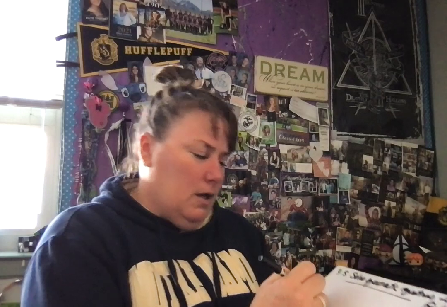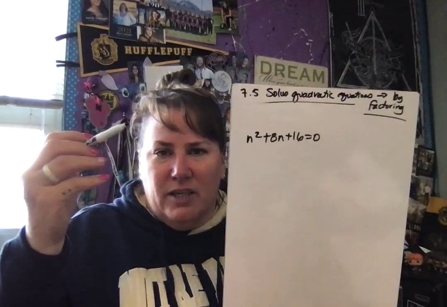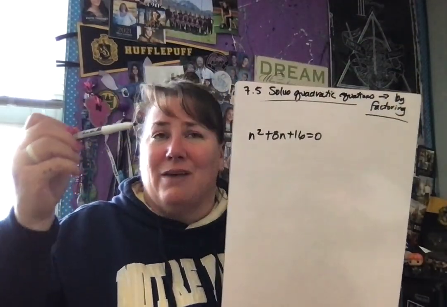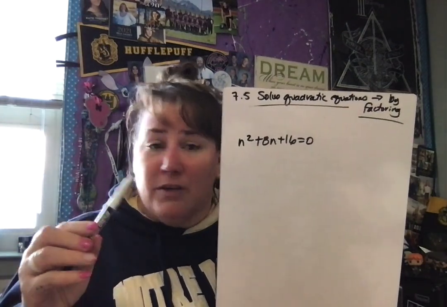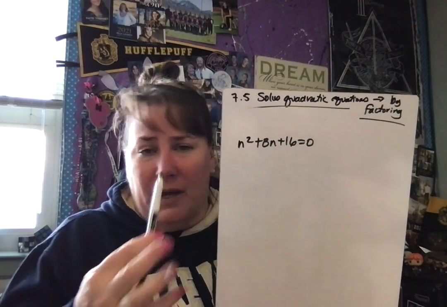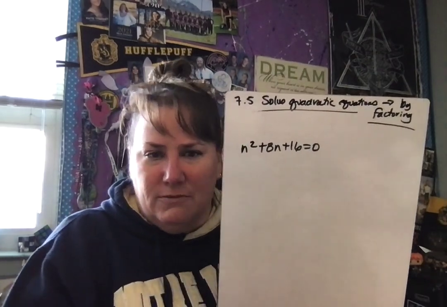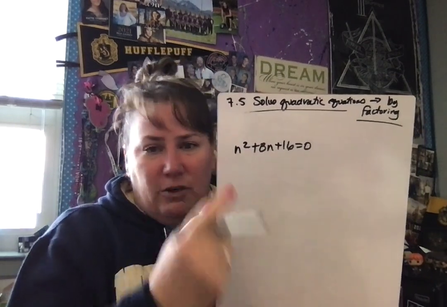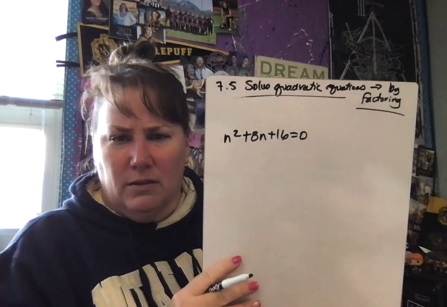Okay. N squared plus 8n plus 16 equals 0. So example 2, everything is already in standard form, and we have to factor in order to solve. Example 1, everything was already in factored form, and so all we had to do is just set both equal to 0, and then we can solve. So standard form, let's go to factored form, and I hope I don't freeze. It was doing weird stuff again.